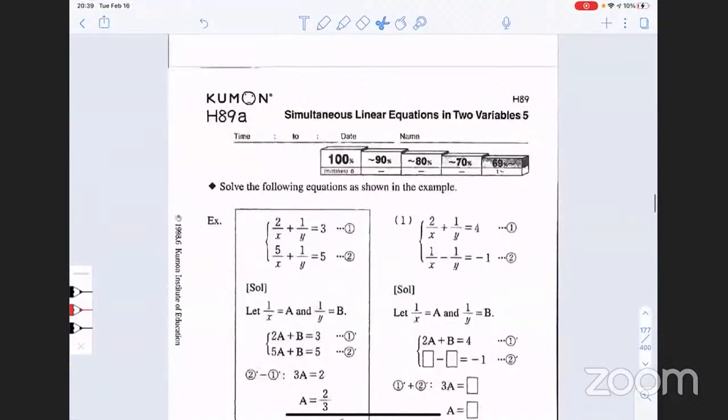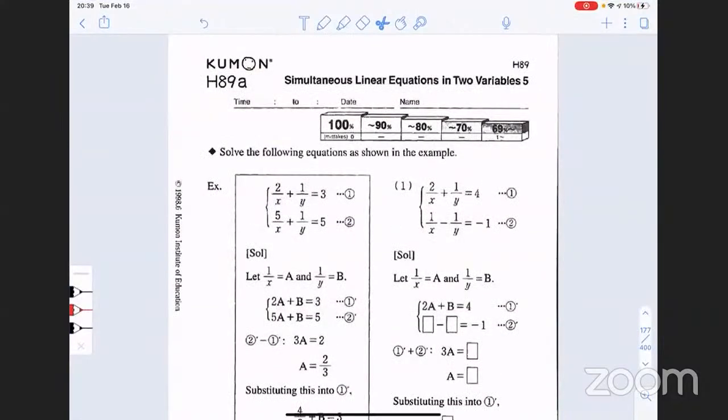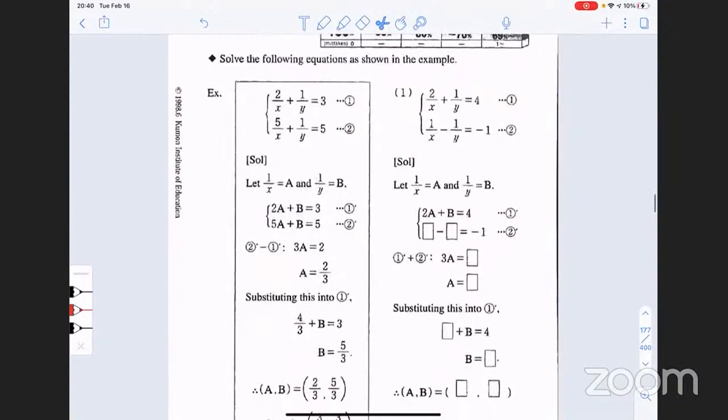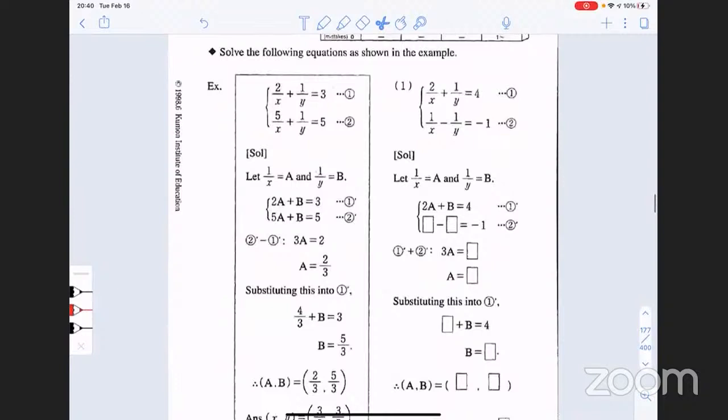All right, folks. So for today's video, what we're going to talk about is page number 89 in simultaneous linear equations, still with two variables. However, this is the special case scenario where we cannot just use a traditional way of elimination. We would have to do some alteration here. By alteration, what I mean is that we have to substitute another variable for this variable.